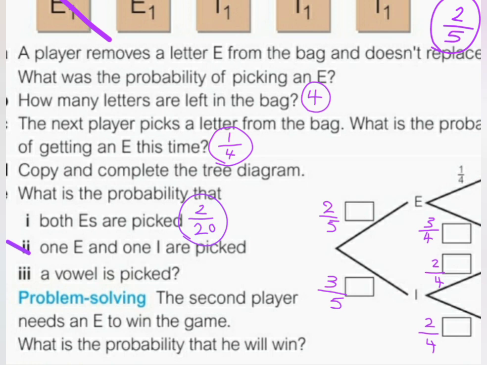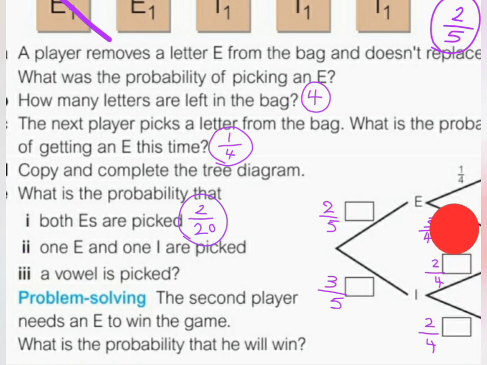Now he didn't say if the first one is E or if the last one is I. He said 1 E and 1 I. So we have to mix them. We will start with the first card as E and the second one I, and then we will take the first one as I and the second one as E. Find the probability of these and then add them together, like we said before.